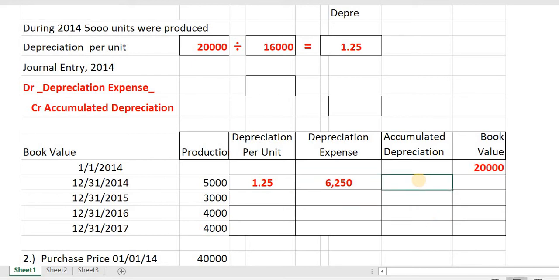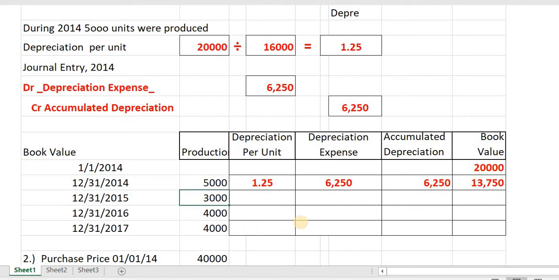Our accumulated will be the same, and our book value will be down to $13,750. That's after this journal entry for the first year. We're going to debit depreciation expense for $6,250, and we're going to credit accumulated depreciation for $6,250. So there's our depreciation expense, there's our accumulated, there's our book value after we subtract the accumulated from the cost.